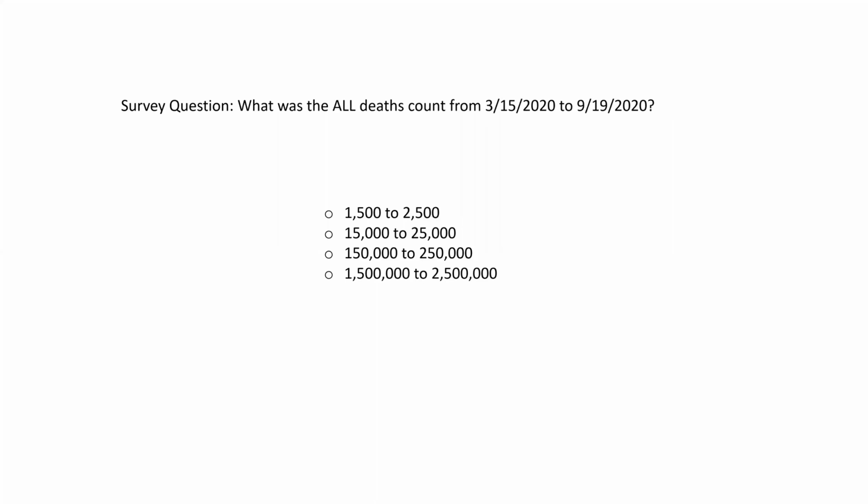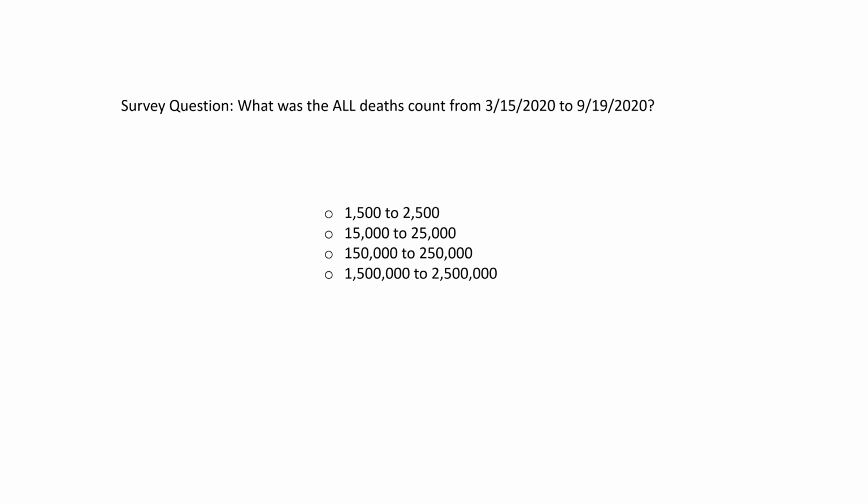So now we're looking at the total death number. In the previous question, although the majority of you guessed that we had between 150 to 250,000 COVID-19 deaths, we still had 7% who thought we had 1.5 to 2.5 million, and 14% who thought we had 15 to 25,000. Now, for this one, thanks for your participation again. We have 58%, 65% of people voting. Nobody chose the first group, which is reassuring.